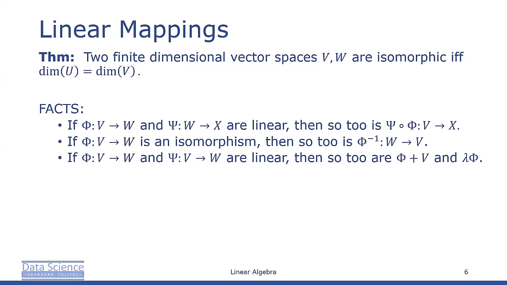Now consider vector spaces V, W, and X. Then a linear mapping phi from V to W and psi from W to X, if those are both linear, then so too is their composition. If phi from V to W is an isomorphism, then so too is its inverse. Finally, if phi from V to W and psi from V to W are both linear, then so too are their sum and scalar multiples.